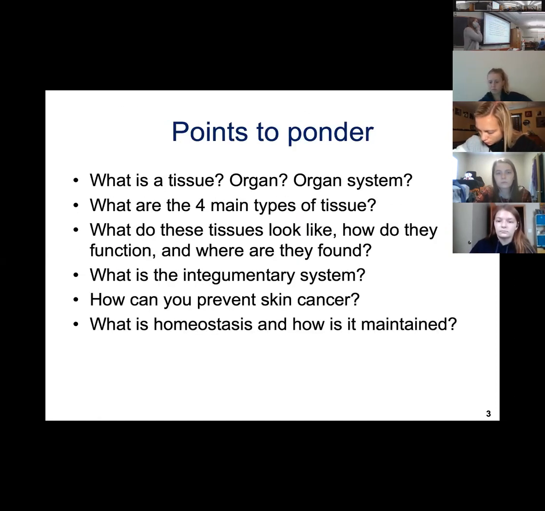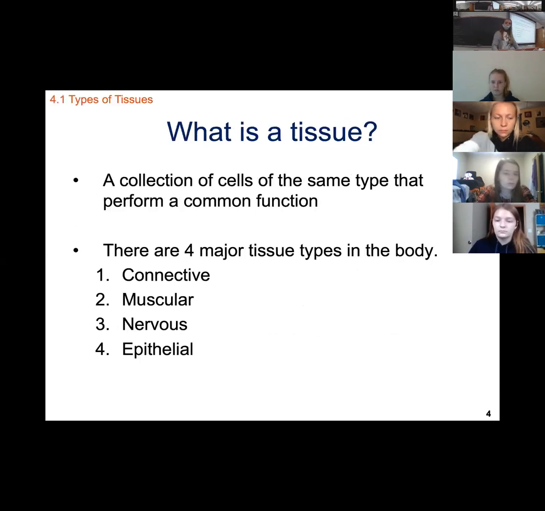These are always good review questions at the beginning of the PowerPoint. If you can answer these questions, you probably have a fairly good understanding of what we talked about in lecture. We're going to talk about tissues, organs, and organ systems. We're going to talk about the 4 main types of tissues today. What do they look like? How do they function? What do they do? What is the integumentary system? Can we prevent skin cancer? And then what is homeostasis and how is it maintained?